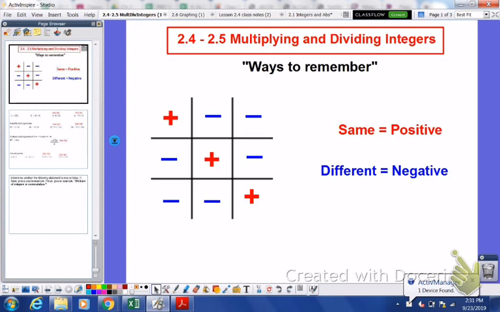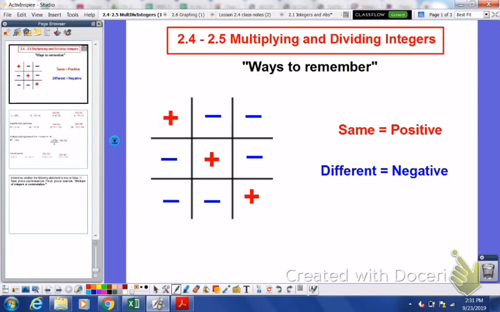A quick, easy way for you to remember our sign rules is to make this tic-tac-toe board. Before you even look at the tic-tac-toe board, you're going to multiply and divide your numbers just like normal as far as the numerical portion goes. What's new is the sign portion. If we look at our tic-tac-toe board, if you go across, up, down, diagonals, that's going to give you your sign values.